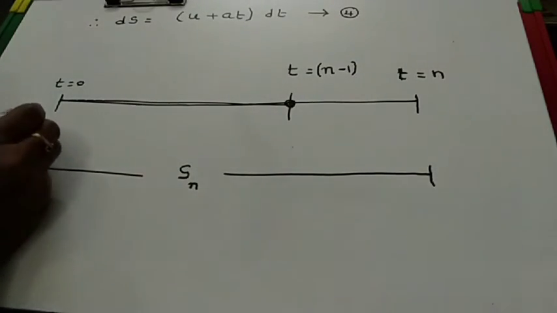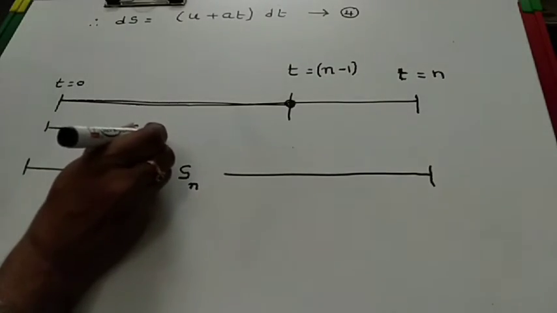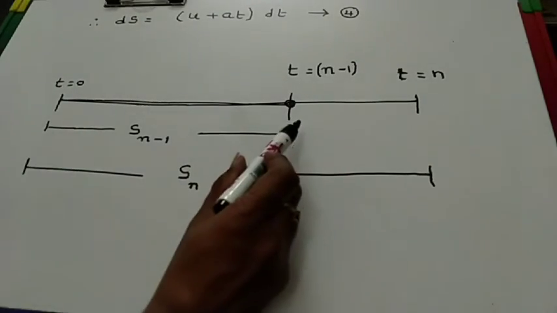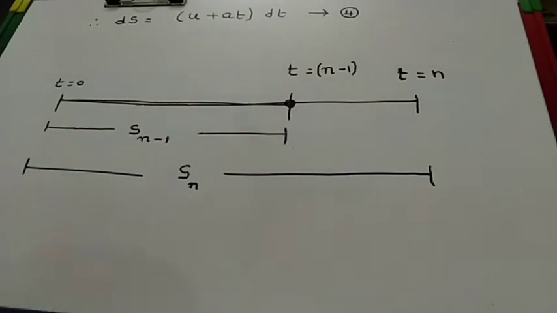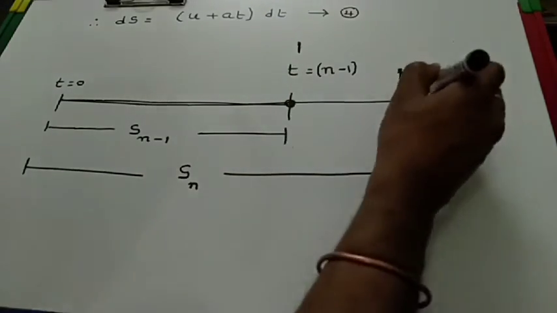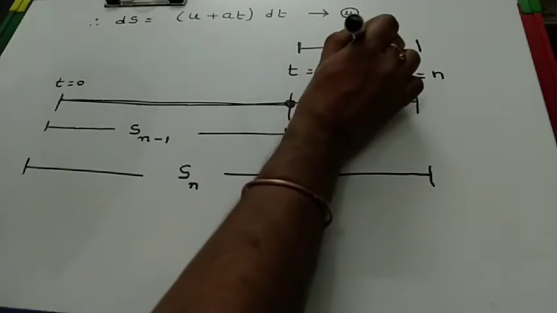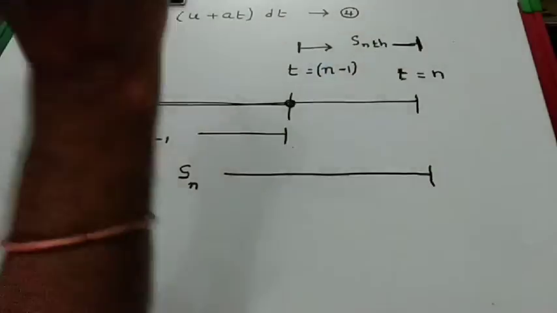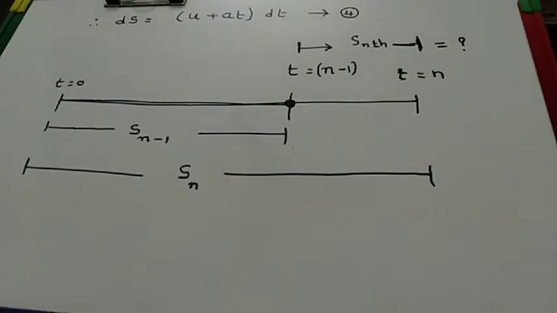Consider the journey is n minus 1 seconds, from t is equal to 0 to t is equal to n minus 1. Now what is from t is equal to n minus 1 to t is equal to n? That is the nth second. This is what we have to find. Okay? Now go for discussion.